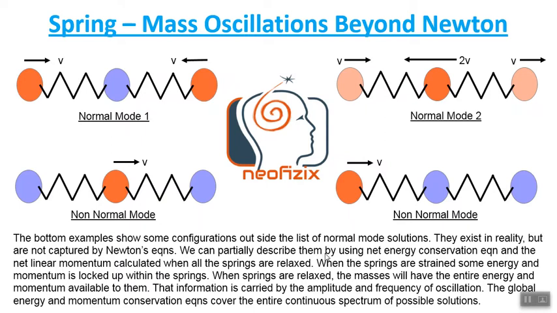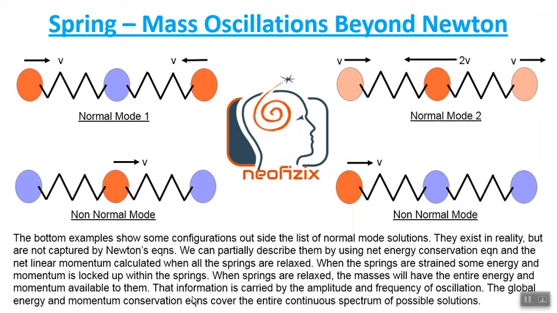We can partially describe them by using the net energy conservation equation and the net linear momentum calculated when all the springs are relaxed. Because we don't find the whole complete momentum when the springs are strained. When the springs are strained, some energy and momentum is locked up within the springs. And when the springs are relaxed, the masses will have the entire energy and momentum available to them. So we can calculate the net momentum properly when all the springs are relaxed.